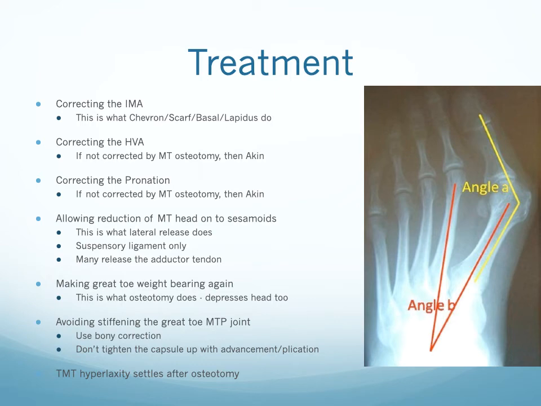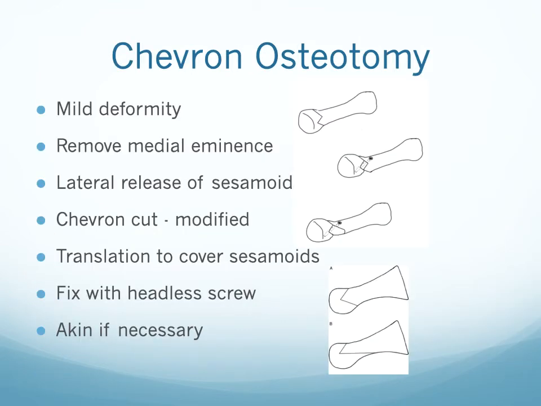Let's talk about a few of the osteotomies. So this is a chevron osteotomy. It's used for the mild deformity, as we said before, and the first stage of the operation is essentially removing the medial eminence and then releasing the sesamoids on the lateral side, the suspensory ligament, and then you can form a chevron cut, which is a V-shaped cut. The metatarsal head can then be translated to cover the sesamoids, and then a screw can be put in order to maintain that position.